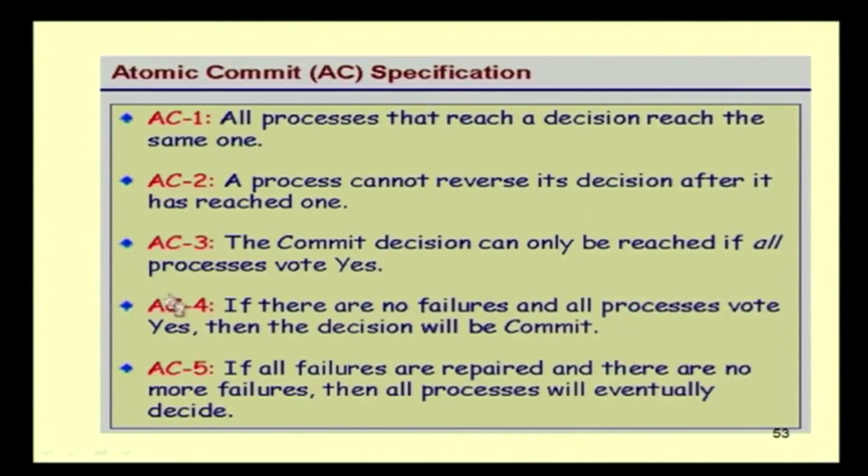So, the specifications are this. AC1: all processes that reach a decision reach the same one. A process cannot reverse its decision after it has reached a decision. The commit decision can only be reached if all processes vote yes. If there are no failures and all processes vote yes, then the decision will be commit. If all failures are repaired and there are no more failures, then all processes will eventually decide. So, these are the atomic commit specifications.